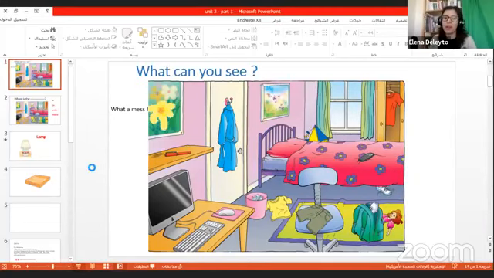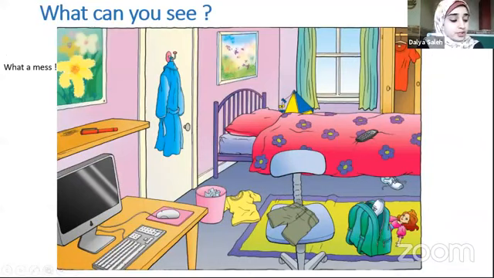So, before starting, let's revise some vocabs. Now look at this picture and tell me what can you see. Remember to use the comments to answer all of our questions. What can you see in this picture?